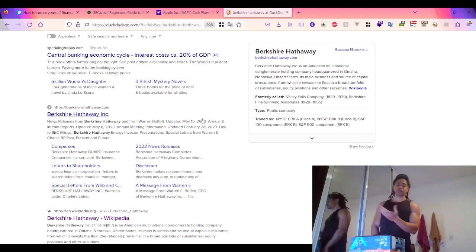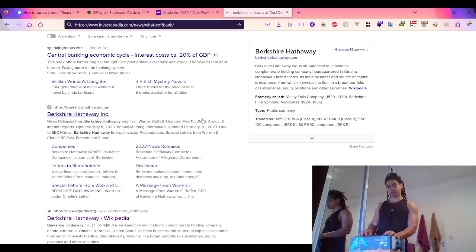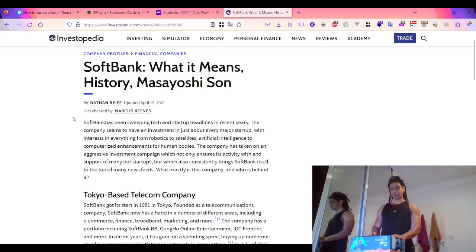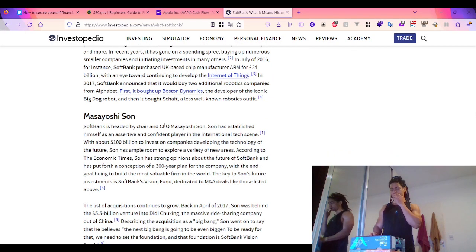So Berkshire Hathaway is a holding company that invests primarily in industries like energy, retail, and real estate. SoftBank is a Japanese conglomerate that invests primarily in technology companies, a Tokyo-based telecom company. SoftBank has invested in companies like WeWork, Airbnb, and Uber.